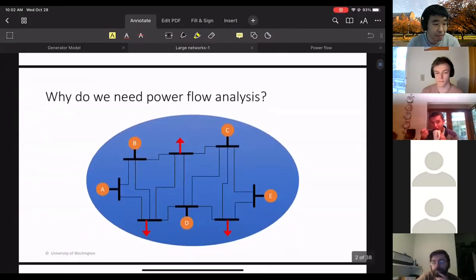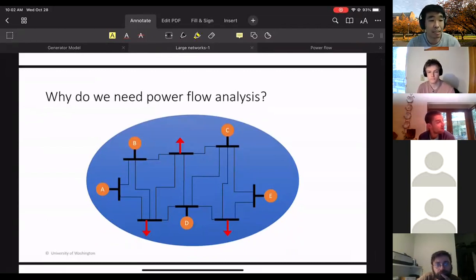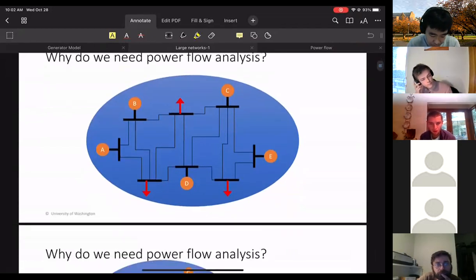Okay. So we're doing power system nodal analysis. This is because when the system has too many buses, it's hard to talk about them individually. So we're going to look at the entire system at once, and that's a multi-dimensional object. Okay? So we need powerful analysis.